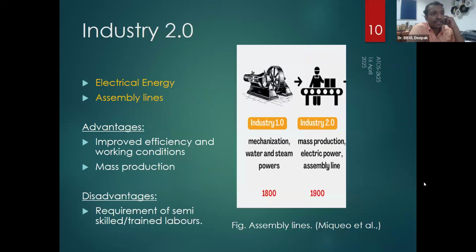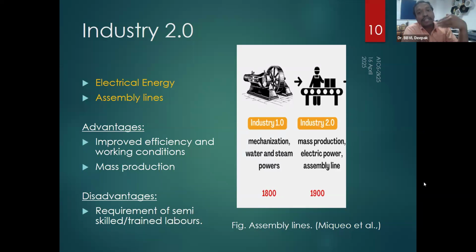Later on, in industry 2.0, the power is generated by electric means, and there is the development of assembly lines. Of course there is human intervention, but it is limited. The human is monitoring, the human is supervising, and the human is giving instructions.